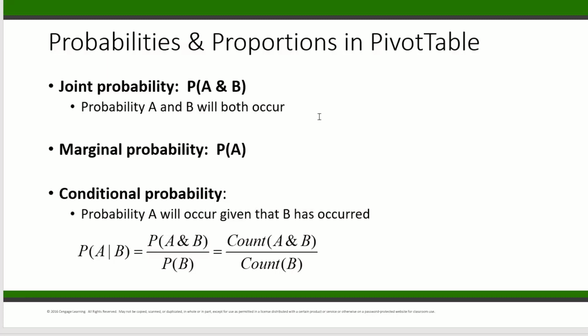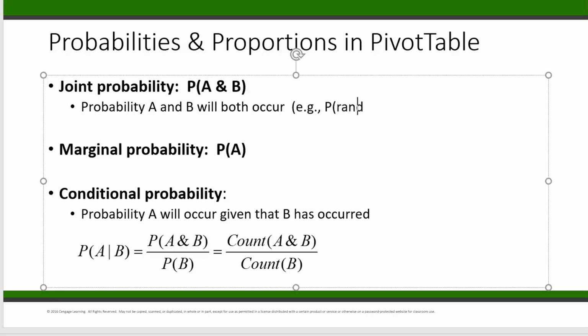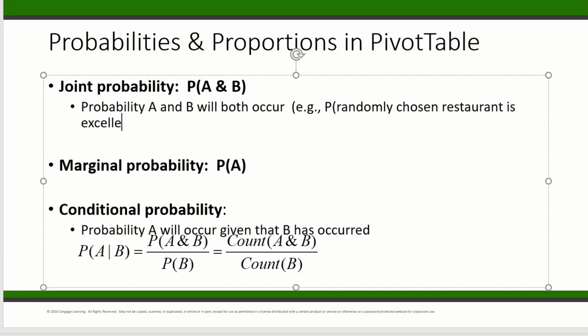A joint probability. Remember, that was like if you have two conditions, satisfy two conditions. So what is the probability this restaurant is rated excellent and also has average meal price under $30? All right. So for example, the probability that the randomly chosen restaurant is excellent and price is under $30. So that satisfies two conditions at the same time.